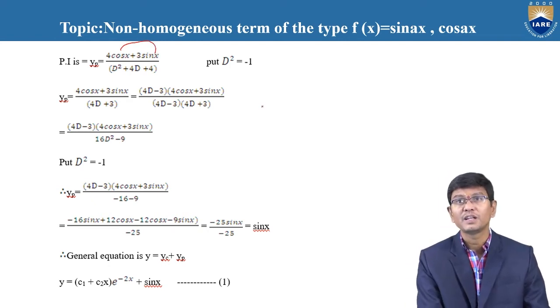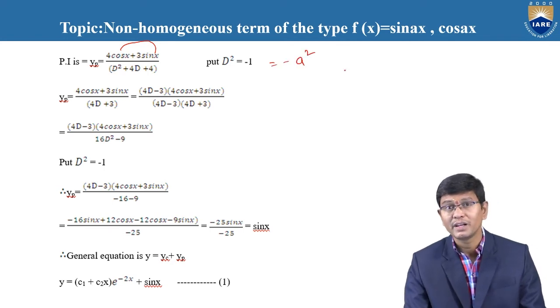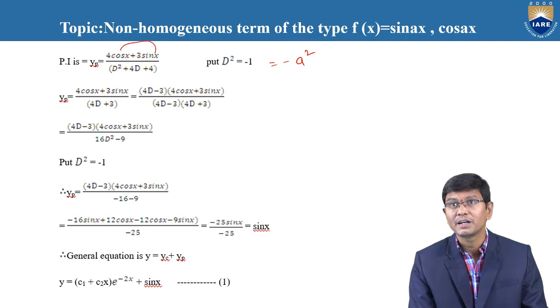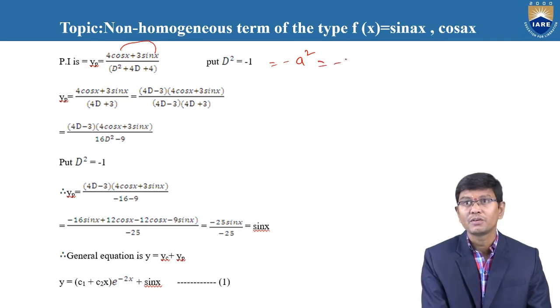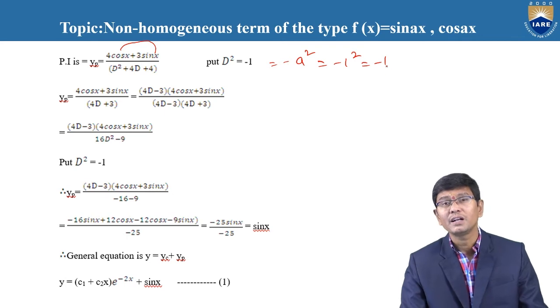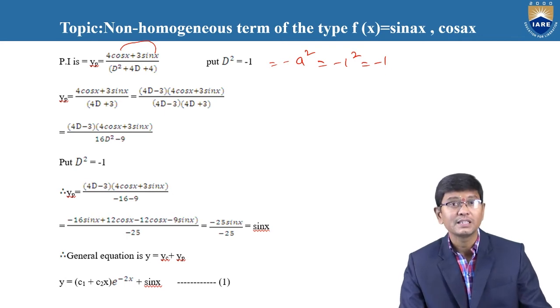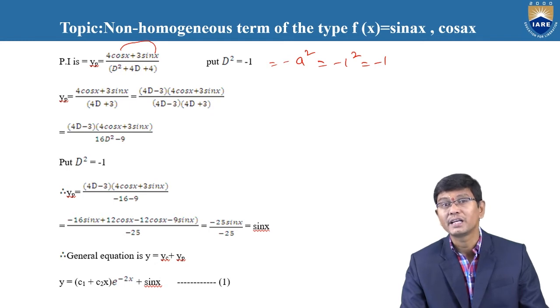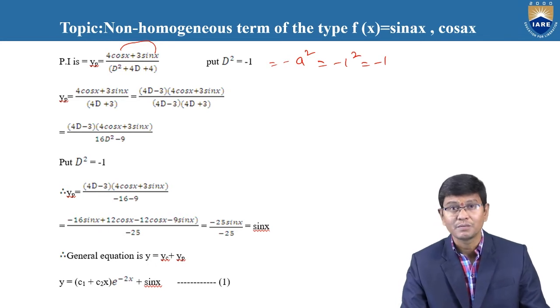Therefore, we need to put D square equal to minus a square, where a is 1 only. Therefore, minus a square is minus 1 square, so the value is equal to minus 1 only. Therefore, while replacing D square with minus a square, which is minus 1, the expression changes to (4 cos x plus 3 sin x) by (4D plus 3).